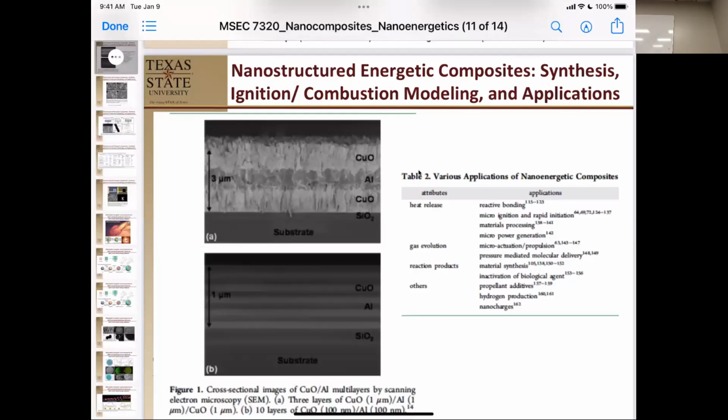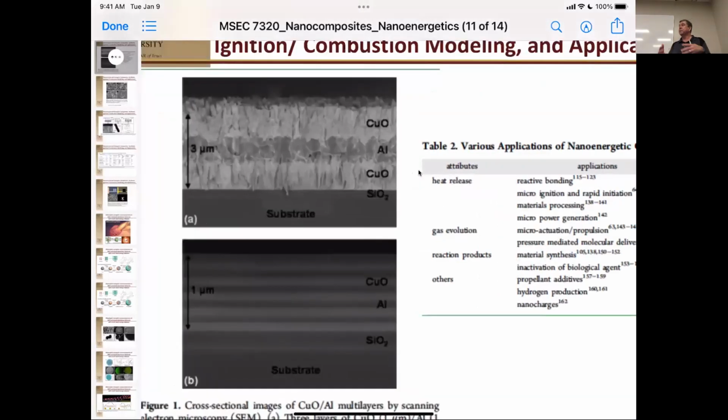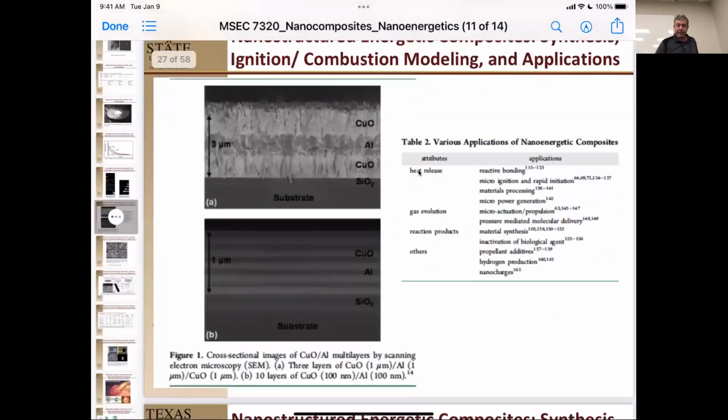So, propellant additives, hydrogen production, nanocharges. Imagine you're Steve Jobs and they let you play with explosives, and you're like, they're not going to copy my M1 chip. That's just going to blow up if they try to look inside. So anyway, that's one way. This would actually work for that kind of application because you can bury it anywhere in there. Okay, so that's one way to do it.